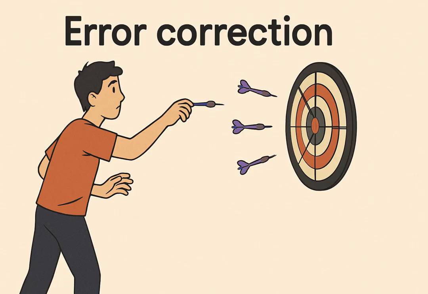Imagine you're throwing darts at a board. At first, your aim is off. After each throw, you check where it landed and adjust your aim a little bit. Over time, your throws get closer to the bullseye. That's exactly what backpropagation does. It measures how far off your predictions are, then uses that information to make small corrections to your aim, which in this case are the weights of the neural network.